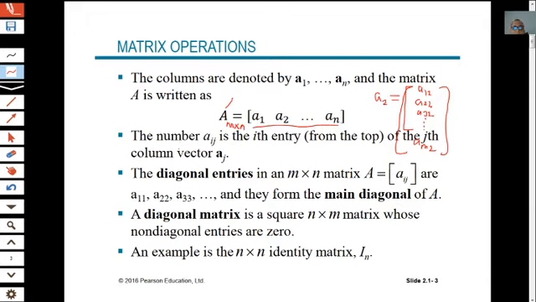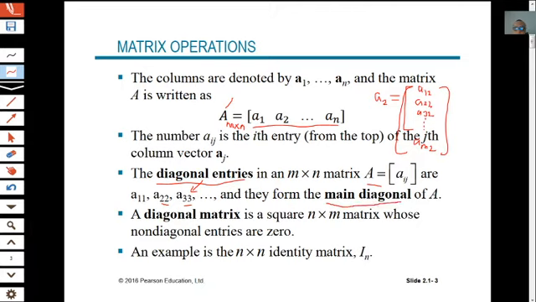So the number aij is the ith entry from the top of the jth column vector aj, as I said now. And the diagonal entries in an n by n matrix, this is the theoretical notation you see, are a11, a22, a33, namely the number of rows should be equal to the number of columns. They are equal to each other, as you can see. So they are called diagonal entries, and they form the main diagonal of the matrix A.